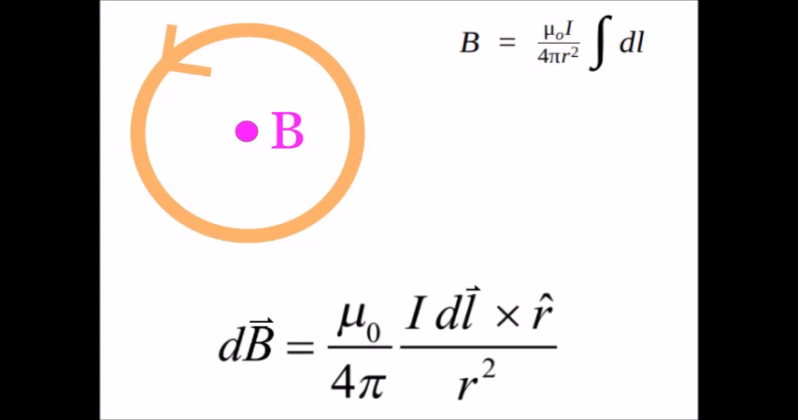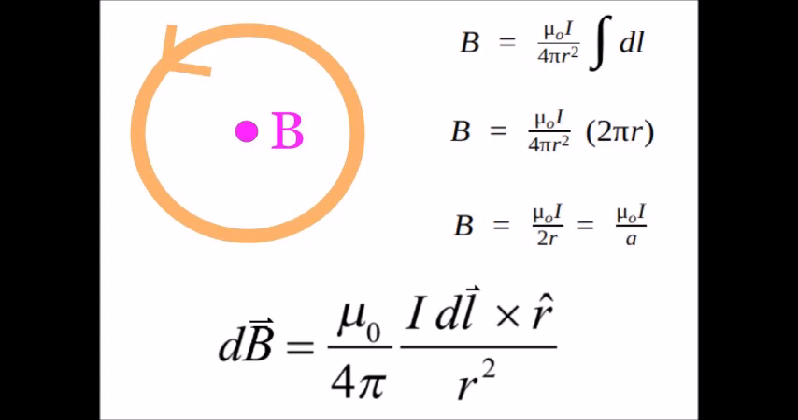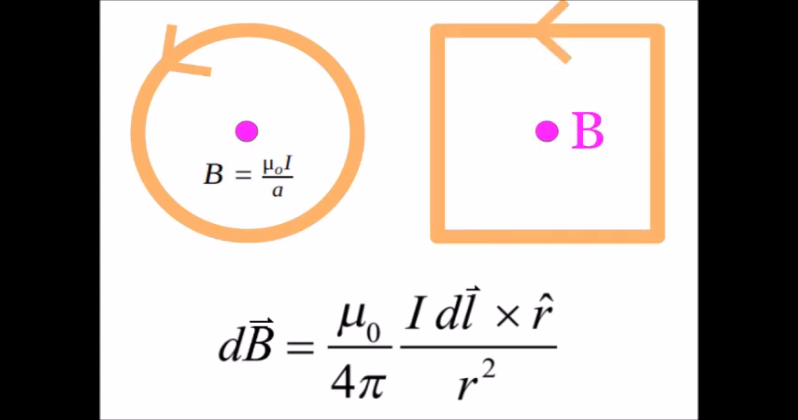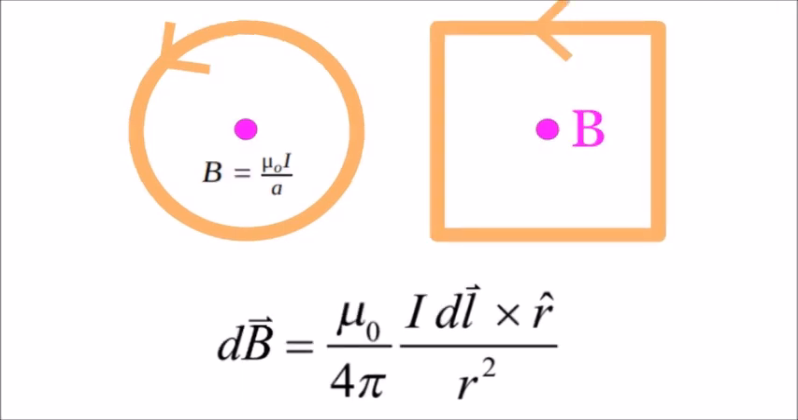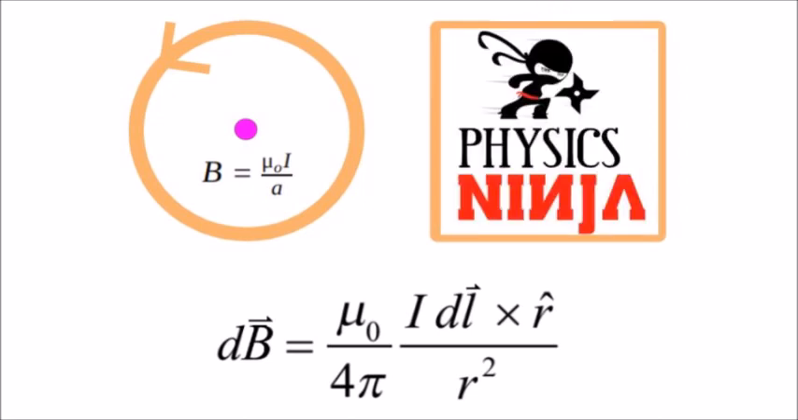Mu naught, the permeability of free space, is a constant. Current is a constant. Pi and r are constants, and we'll integrate the length, which is 2 pi r, and there we have the strength of the magnetic field at the center of that loop. Next, let's do that for a square loop, because this is more difficult. It gives us some practice with the Biot-Savart Law, and I thank this YouTuber for showing me how it's done.